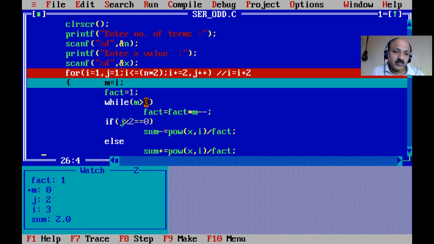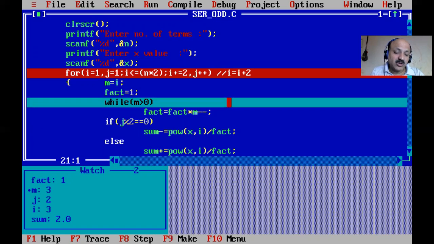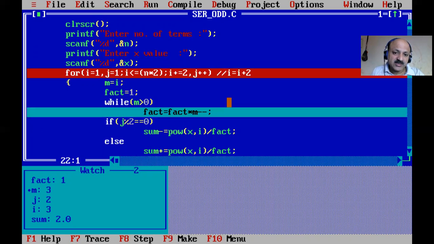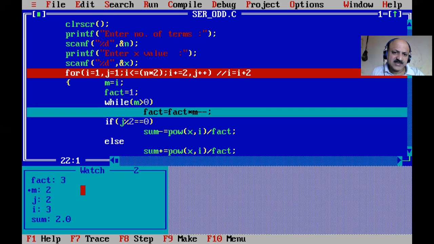And factorial we can assign directly. So I is 3 and m is assigned 3 factorial directly. Every time it is assigned to 1 and m is greater than 0, yes, and 3 factorial directly. So 1 multiply 3, so that is stored in fact as 3, then m minus minus, so 2 multiply 3, so that is 6 now, yes.